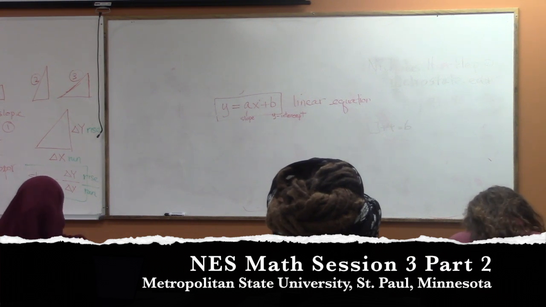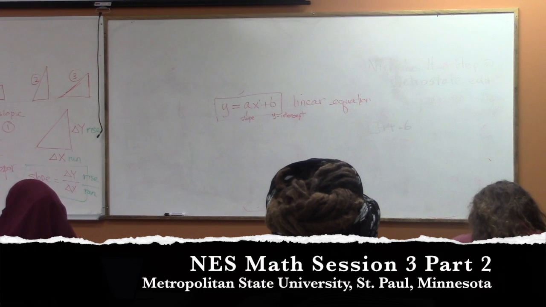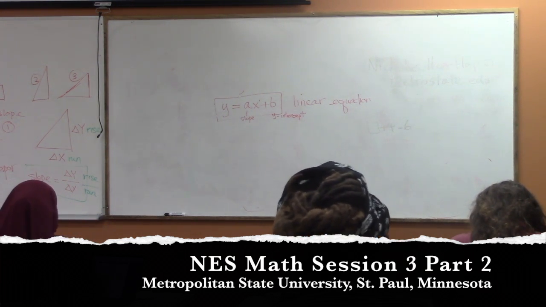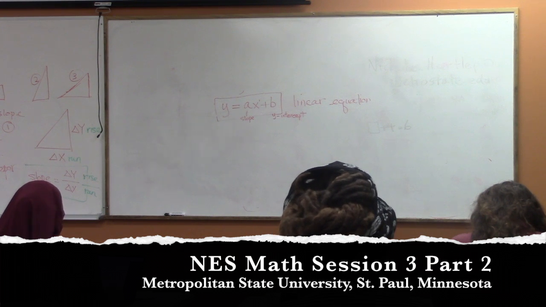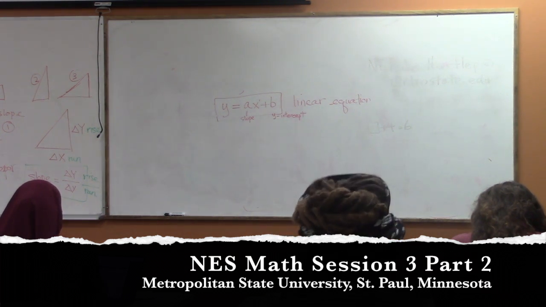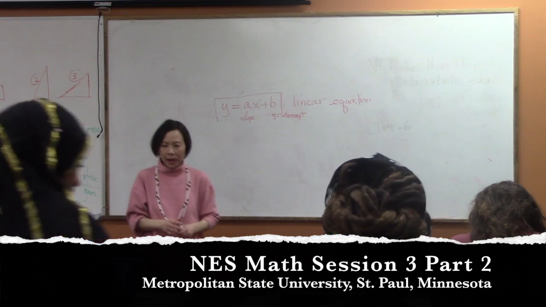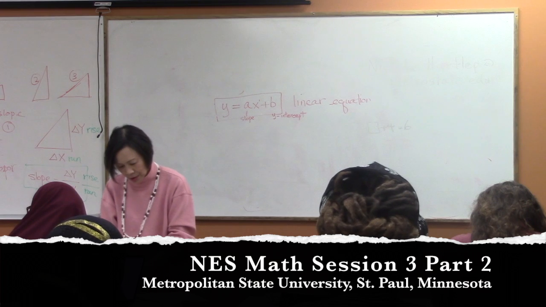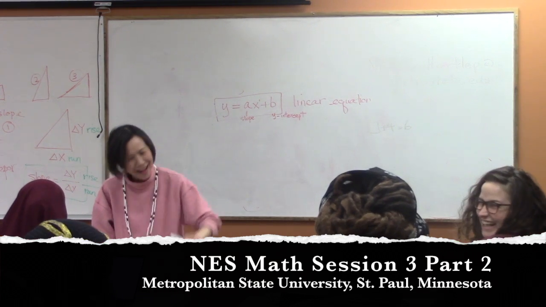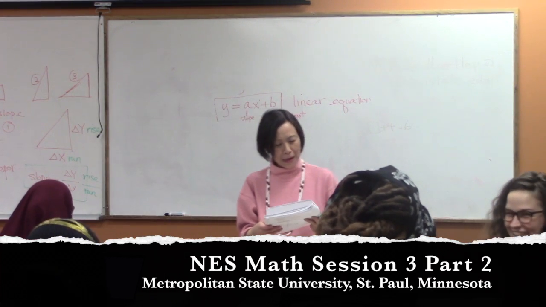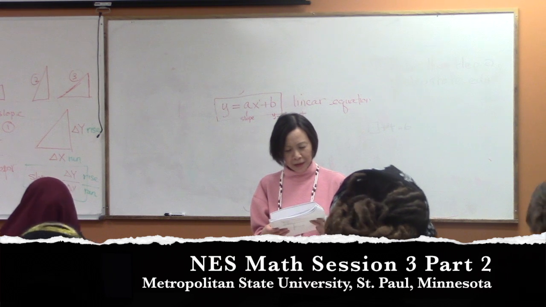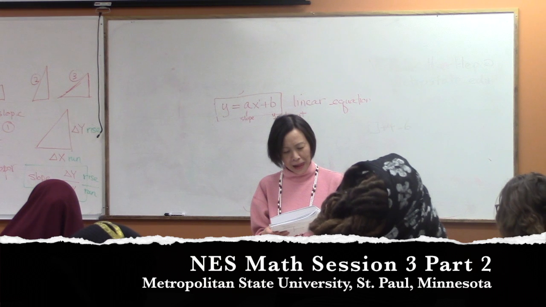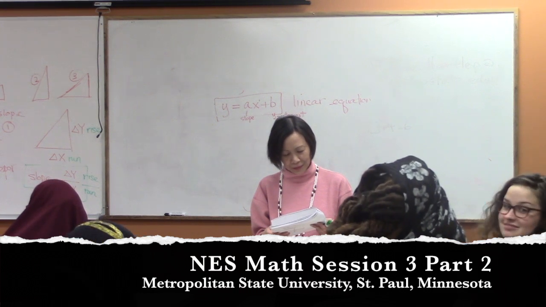So y is the value of the whole car, and x is the number of years. This is the slope. What is the problem asking you to do? Find the y and x intercept. Math speaks. It wants us to find the y and x intercept.